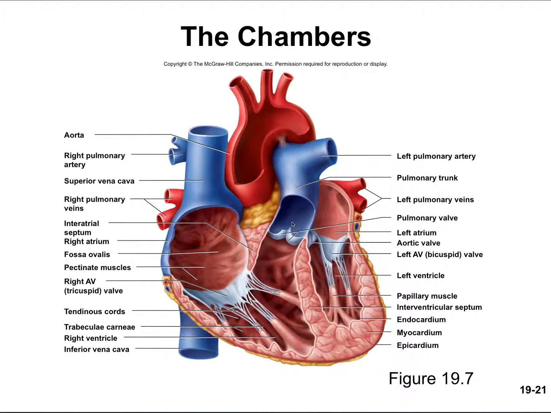Here's a picture of the chambers. Note the trabeculae carneae and the fossa ovalis, which is another remnant. It's a remnant of the foramen ovale of the fetal heart, which is a hole in the interatrial septum that allows blood to flow from the right atrium to the left atrium.